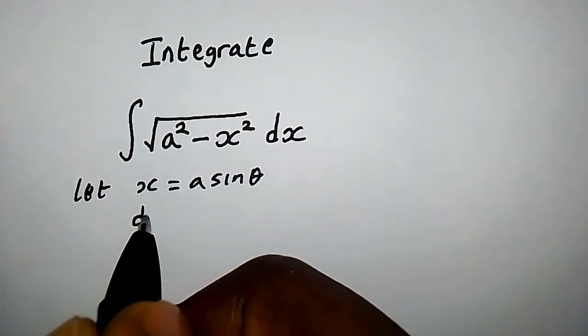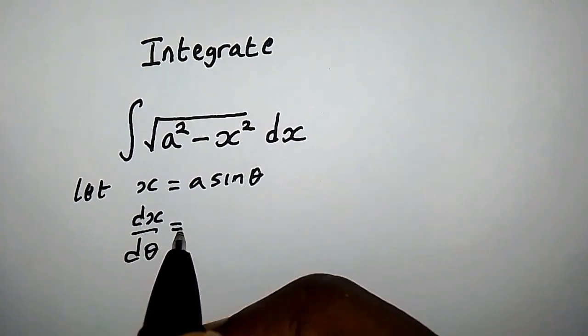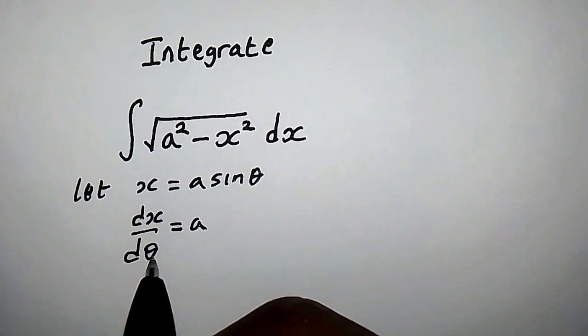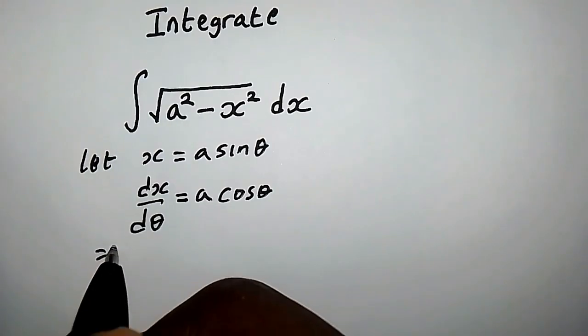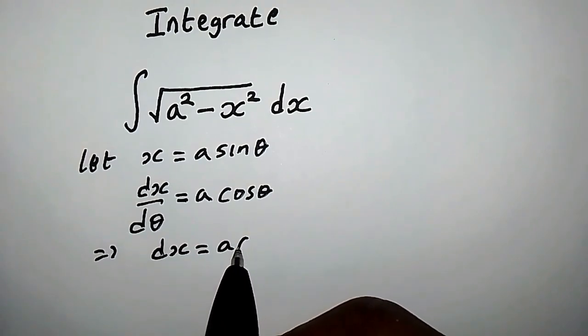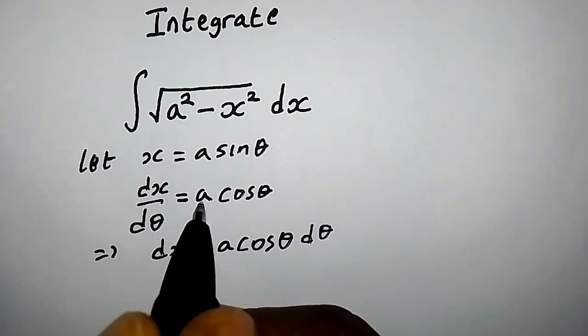So that will be dx d theta equal to a, which is constant. Differentiating sine theta with respect to theta, we have cos theta. This implies that dx is equal to a cos theta d theta by cross multiplying.